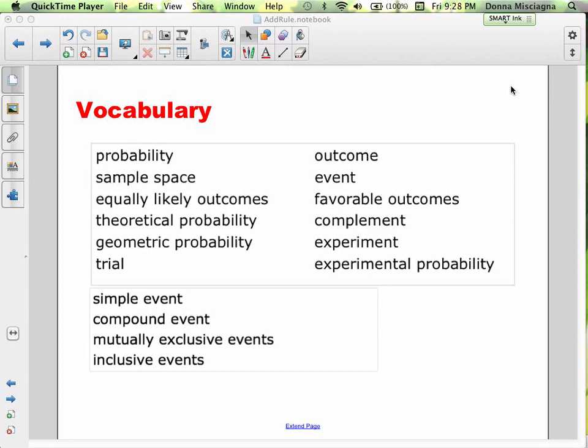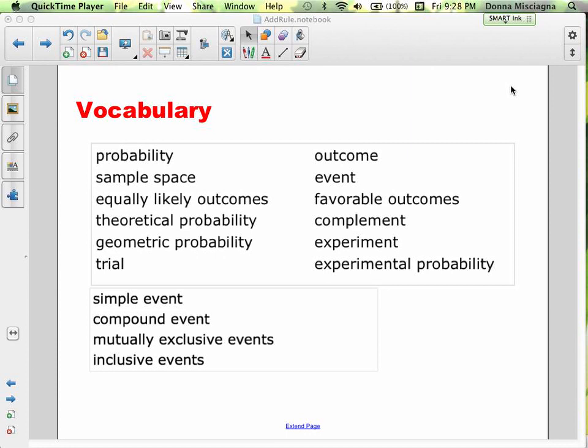Welcome. This is an introduction to probability and the addition rule. We're basically just going to go over some vocabulary and do a couple really simple probability problems. All right, so these are some of our vocabulary words that we'll be learning about in this lesson.